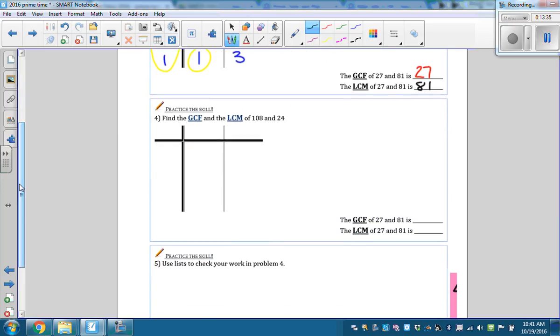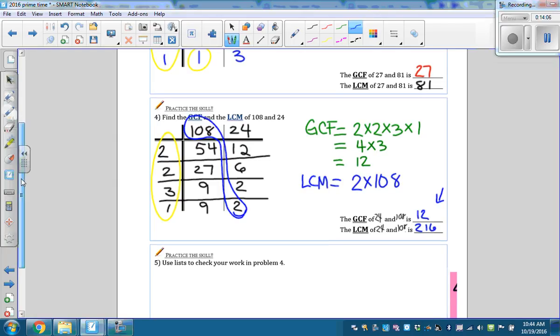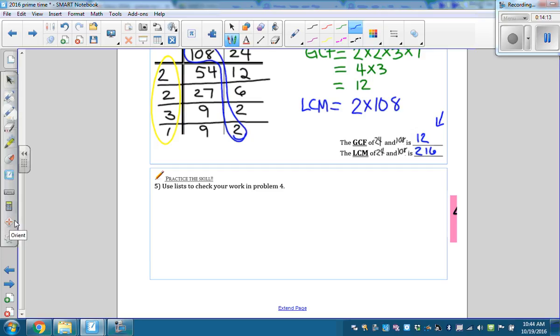So if you didn't get a chance to do number 4 and 5 in class, you should do it yourself. I'll pause. So number 4, if you've done the work correctly, the GCF of 24 and 108 is 12, and the LCM is 216. And then another practice your skill would be to use lists to do this. So I'll pause this and write the list out. You can try to do the same.